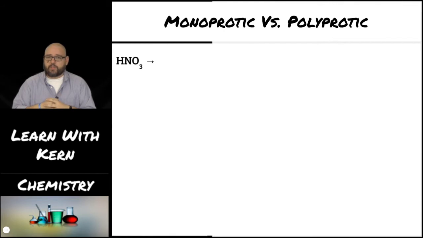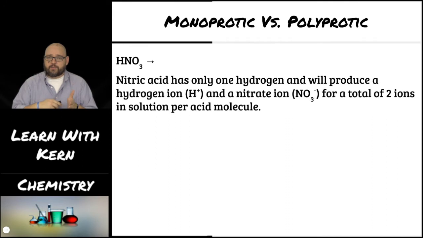So let's look at the example here. We have HNO3. This is nitric acid. It has only one hydrogen. And so when it ionizes, it's going to give you an H+ ion and an NO3- ion. So for every nitric acid molecule, you're going to get two ions. You're going to get a hydrogen ion and a nitrate ion. Remember, you've got your cation and your anion. They're both ions. So if I ask for total number of ions, you have to look at both. But it's only one proton, and so it's a monoprotic acid.